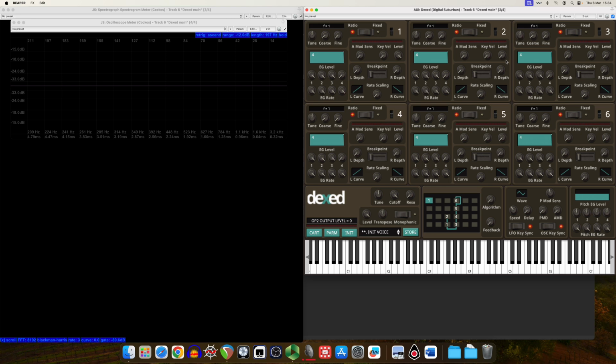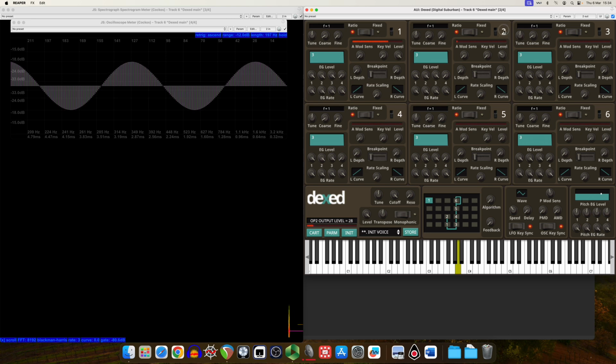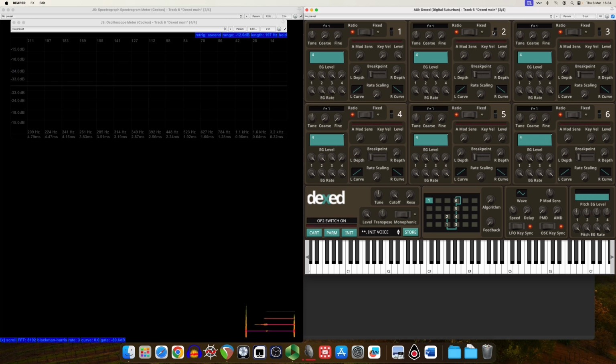If we now turn up the level of operator 2, then we can start to hear the result of operator 2 modulating the frequency of operator 1. Let's hold A4 and do that. So you see and hear a change in the tone quality, with extra sidebands or partials being created in the frequency spectrum when one frequency modulates another.